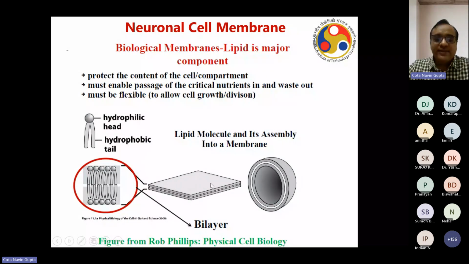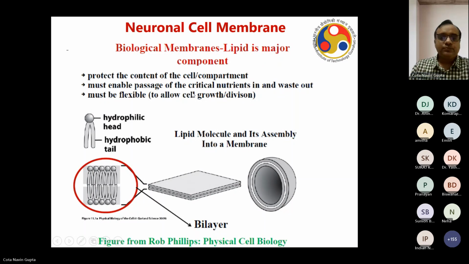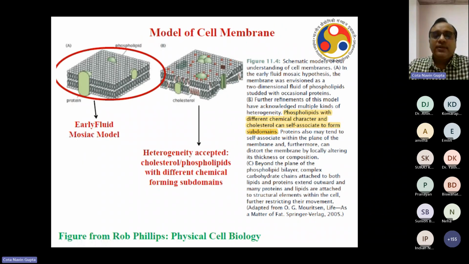This bilayer cell membrane shown over here is made up of your lipids, which have a hydrophilic head and a hydrophobic tail. You can see that these lipid molecules can be organized into a bilayer or even into this form of structure. The basic function of your biological membrane is that it protects the content of the cell, it enables the passage of critical nutrients, and it must be flexible. So this is the cell membrane.